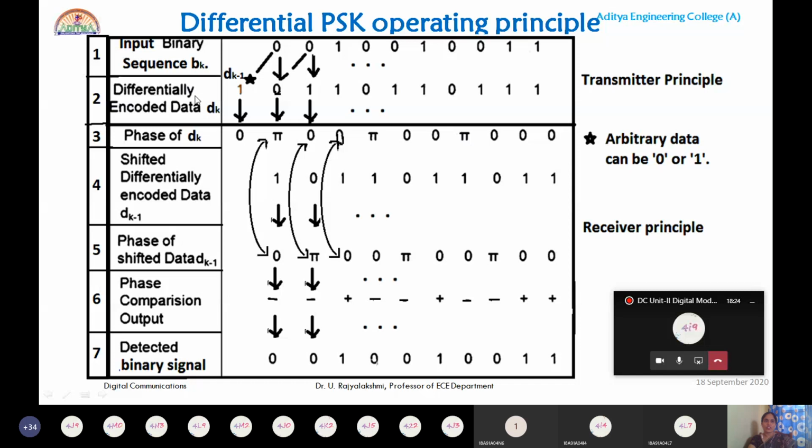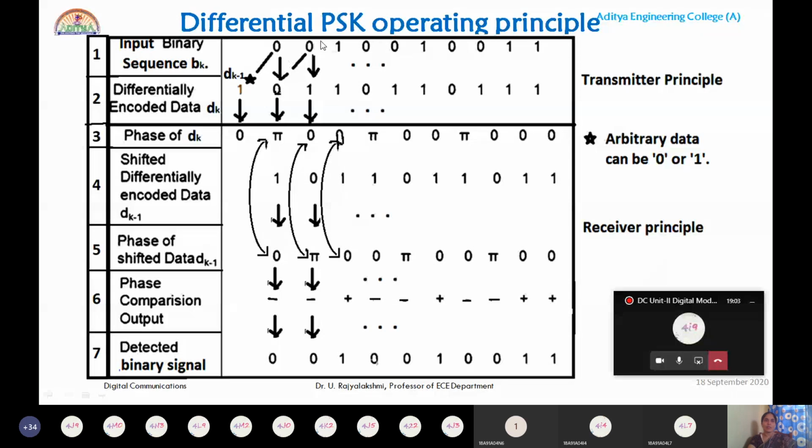Okay, so how will the differential encoder output be? DK, how will you get it? Compare DK minus 1 with the first element of BK. So if you compare 1 and 0, both are different data. So our output DK will be 0, because it is different data. Our phase is pi radians because different data. Now next, 0 is compared with 0, that is DK is compared with BK plus 1.